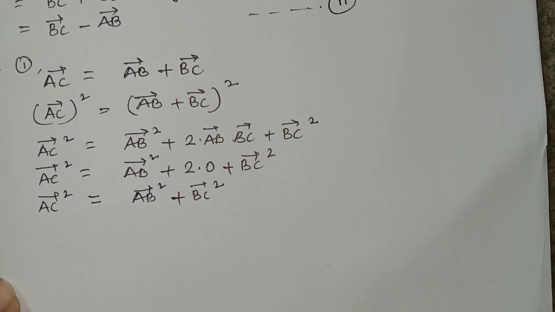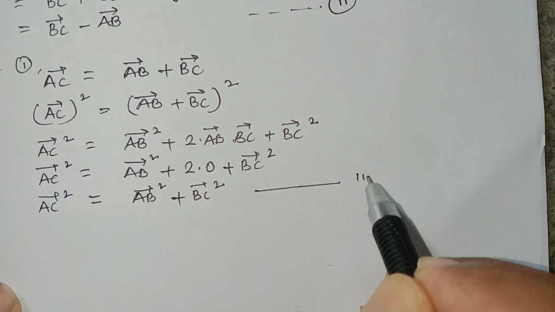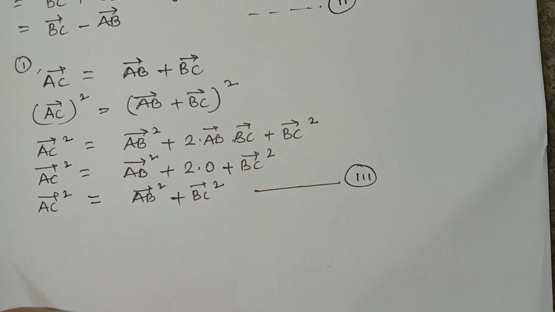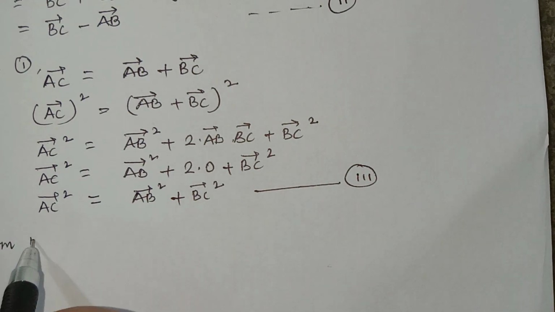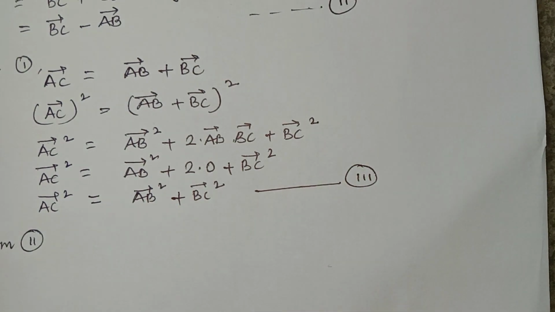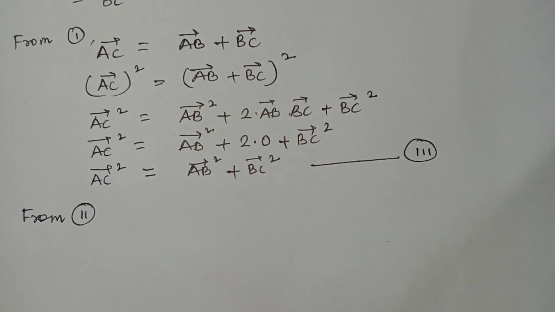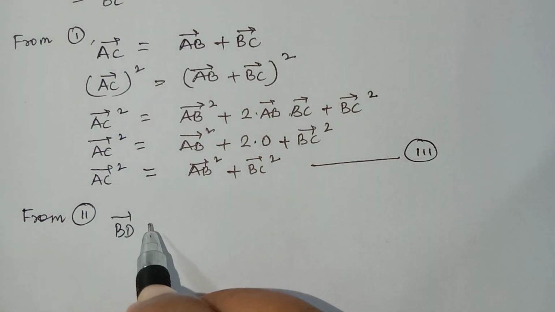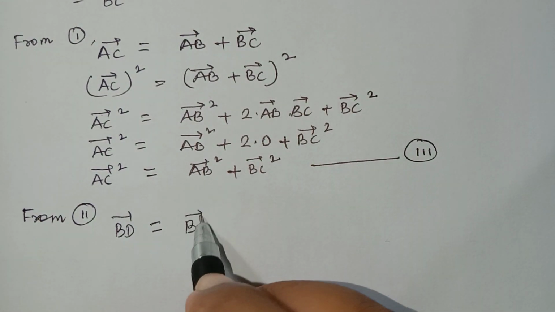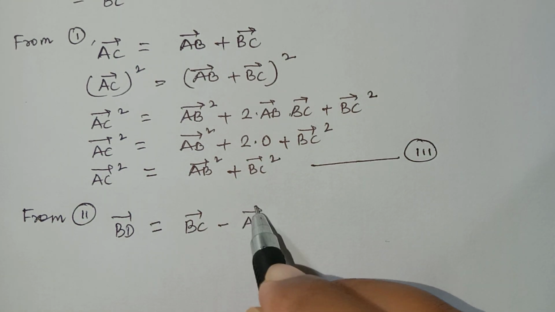Okay, so now let's mark it as number 3 and check what is number 2. Number 2 we have BD vector equal to BC vector minus AB vector. Okay, BD vector is equal to BC vector minus AB vector.